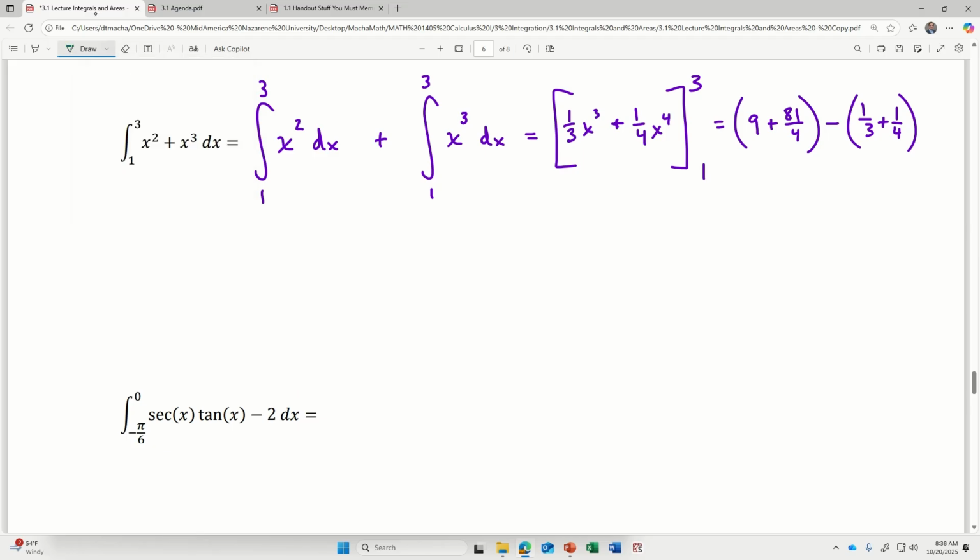Next, we're looking for the integral from -pi/6 to 0 of secant x times tangent x minus 2 with respect to x. And I think the point of me writing this is just to say that really, you can take the antiderivatives separately between secant x times tangent x and the 2.